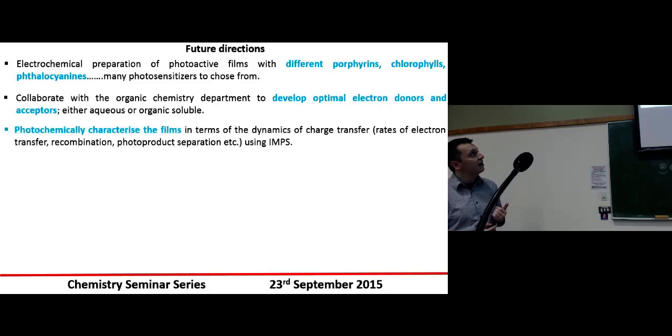I want to photochemically characterize the films, so that's directly the next thing we'll do. There's a technique here called IMPS. It's a horrible name, intensity modulated photoelectron spectroscopy. Basically, it looks at charge transfer dynamics, rates of recombination, electron transfer, stuff like that. This was basically invented for dye-sensitized solar cells, normal solar cells. But we have our setup. Our liquid-liquid interface can be interrogated in the same way.